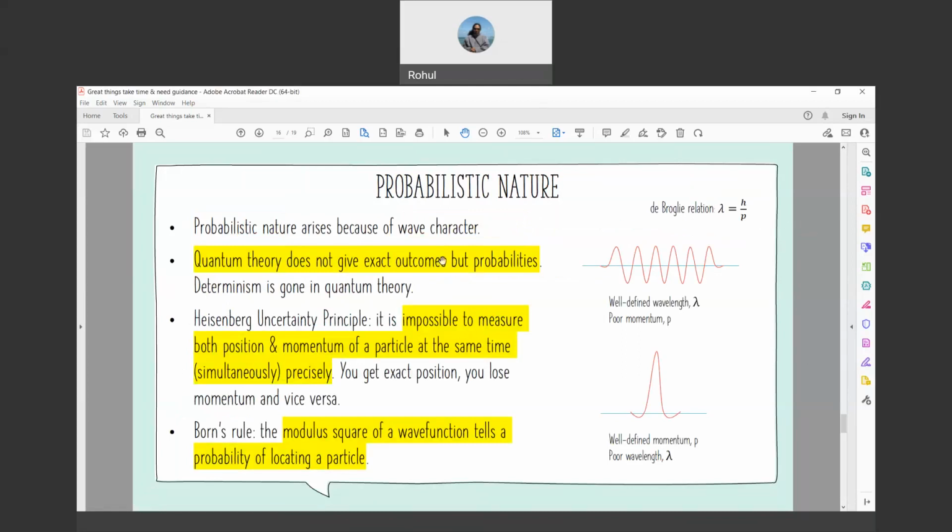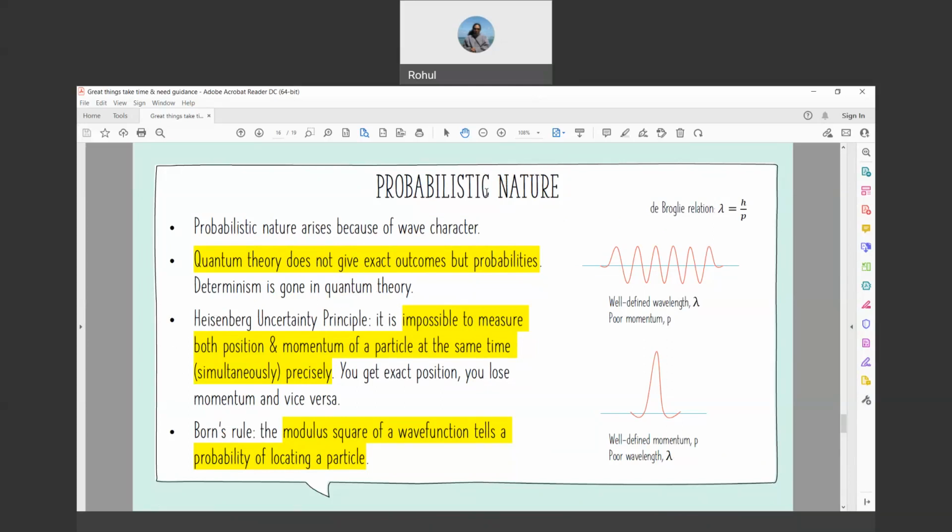And then finally, probabilistic nature. Probabilistic nature arises because of wave character. Quantum theory does not give an exact outcome, but probabilities. Determinism is gone in quantum theory, meaning that you don't get an exact outcome. The exact outcome is what we call determinism. So in quantum theory, no more determinism.